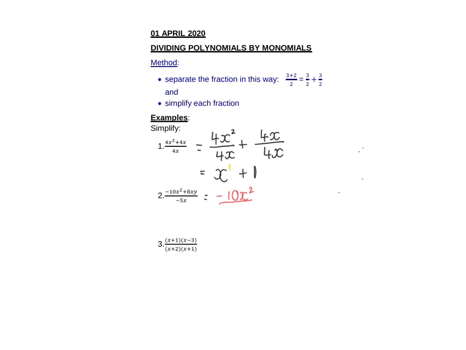Negative 10x squared is divided by negative 5x, as well as 8xy is being divided by negative 5x. So, in the first fraction, negative divided by negative is a positive, 10 divided by 5 is 2, then x squared divided by x, subtract 2 and 1 gives you x, and then in the second term it's a positive divided by a negative, gives you negative.